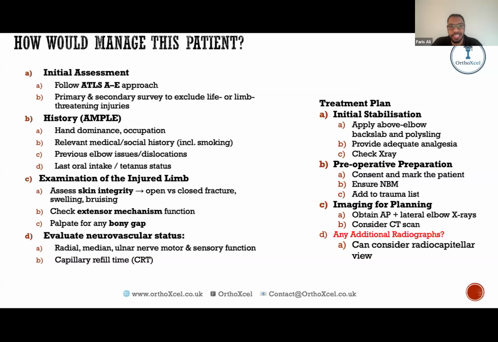So just always have a systematic approach on how you're going to do it, and make sure you say the buzzwords. Assess history, examine, evaluate the neurovascular status, and then your treatment plan. What are you going to do in A&E? What check x-rays do you want to do, and make sure you always mark and consent the patient, as if this is what you're going to be doing as an SHO or a reg when you're on call and seeing this patient for the first time in A&E.